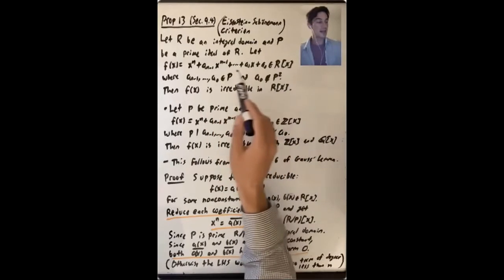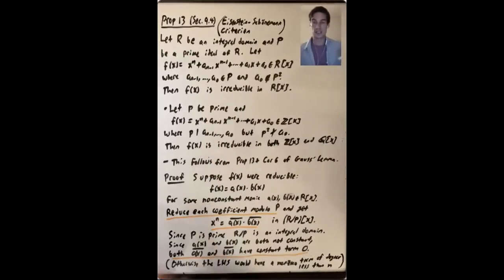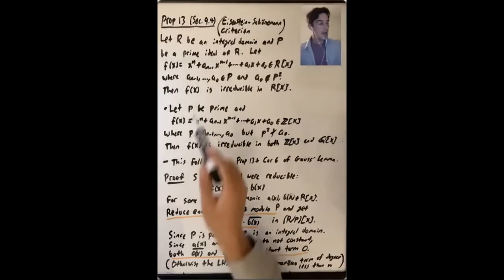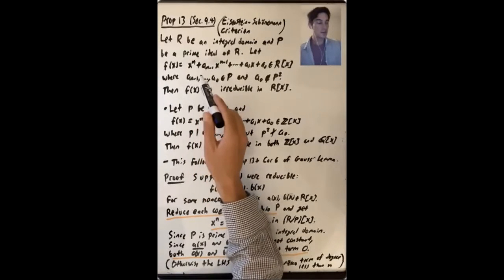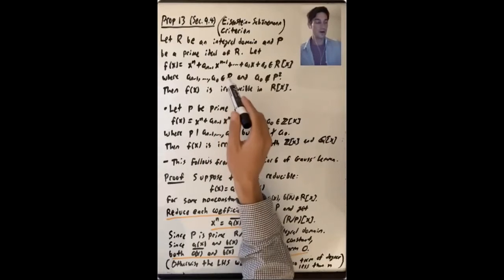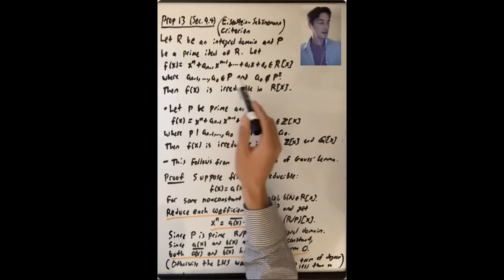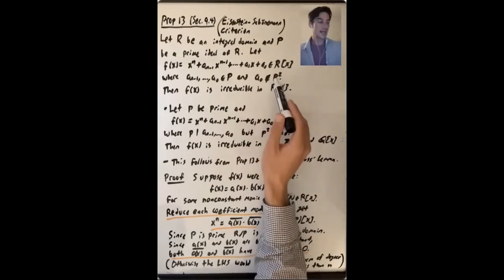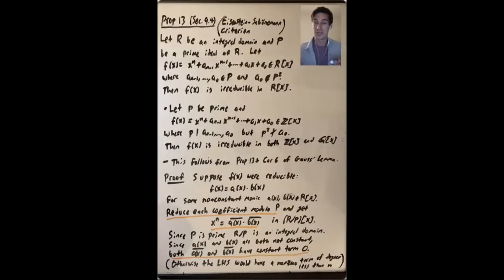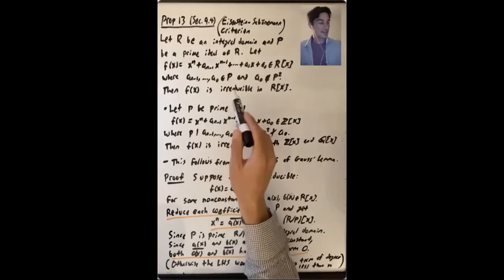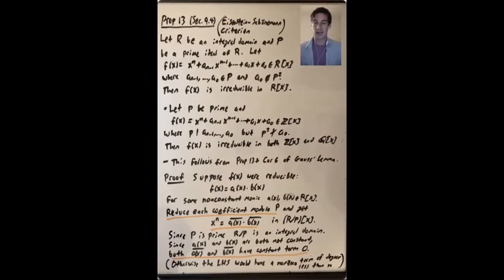It's in R bracket x. So that means that all of these coefficients ai are in R. And we're going to suppose that a_{n-1}, a_{n-2} down to a0 are all in this ideal P, but that a0 is not in the square of the ideal P, the product ideal P times P. And the conclusion is that f of x is irreducible in R bracket x.